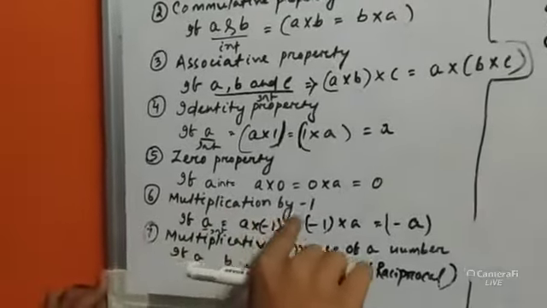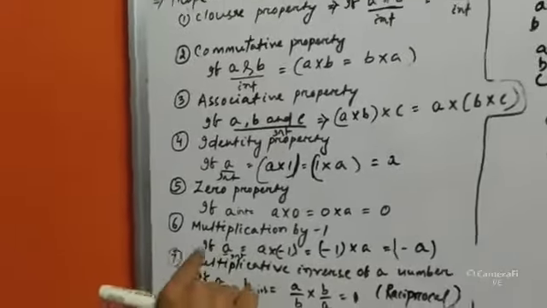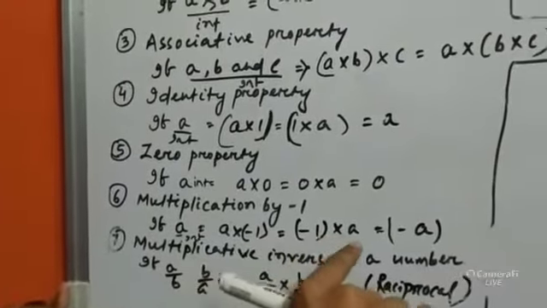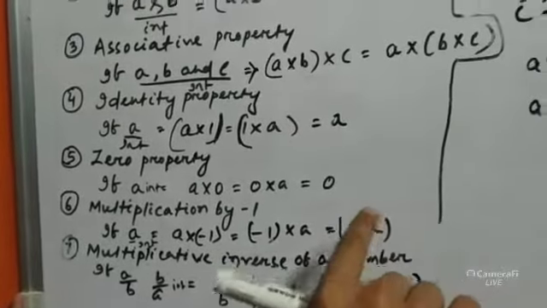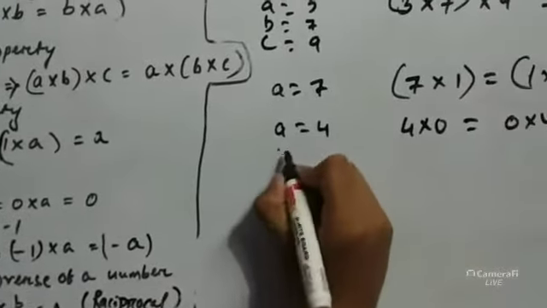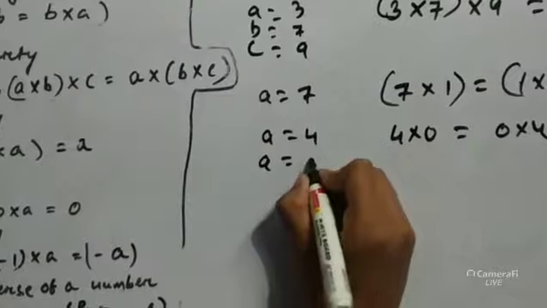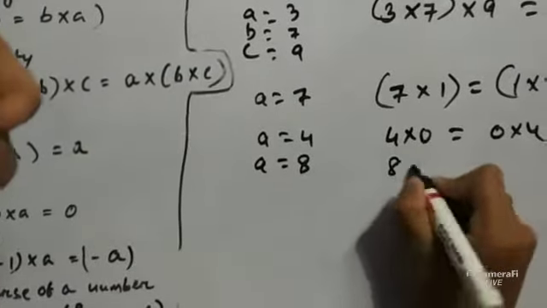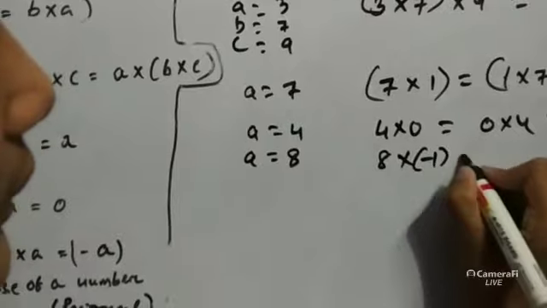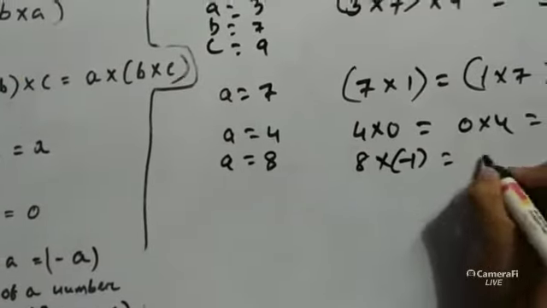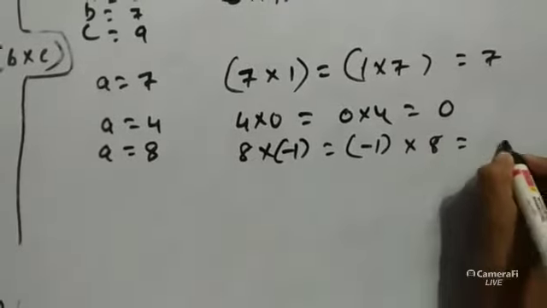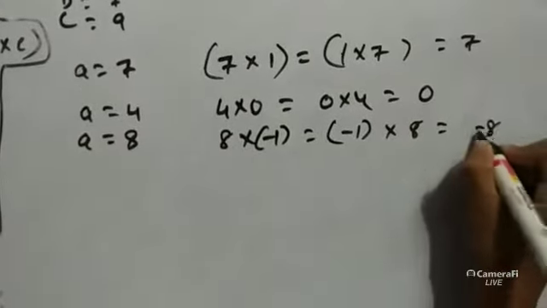Now multiplication by minus 1. If a is an integer, then a into minus 1 equals minus 1 into a equals minus a. Let's just take a equal to 8. Then a into minus 1, 8 into minus 1 equals minus 1 into 8 equals minus 8.